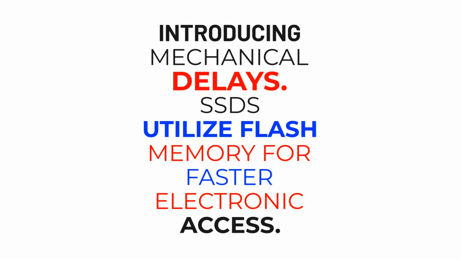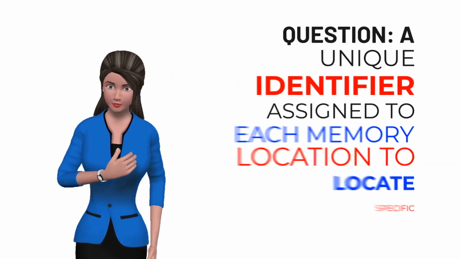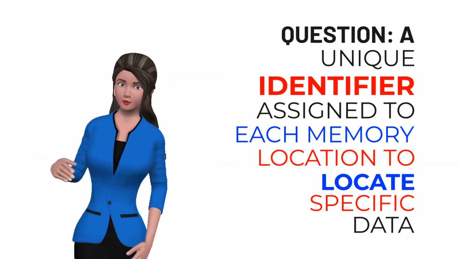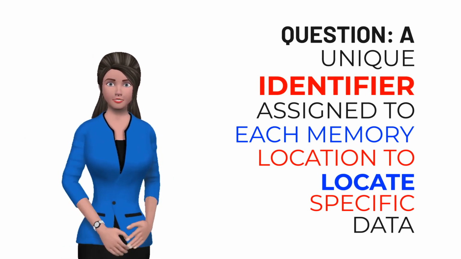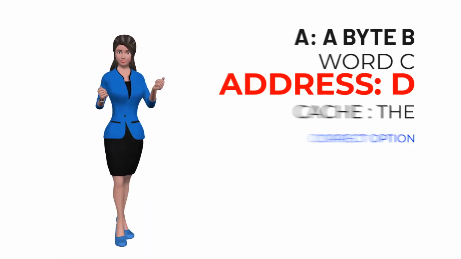Question. A unique identifier assigned to each memory location to locate specific data is called a: A. byte, B. word, C. address, D. cache. The correct option is C. Explanation. An address acts like a unique label for each memory location, allowing the CPU to find specific data.